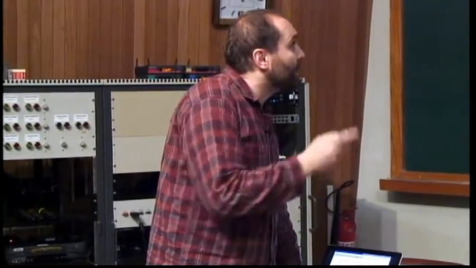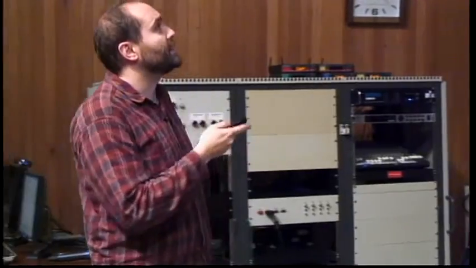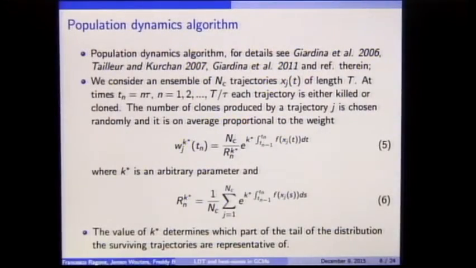Okay. So the method that we want to use is this population dynamics algorithm that was introduced yesterday by Takahiro, and here you can find the references for details about the math behind it. Basically, it works in this way. You make an ensemble simulation of the system with the equations of the system, which I will explain later, if you don't mind.